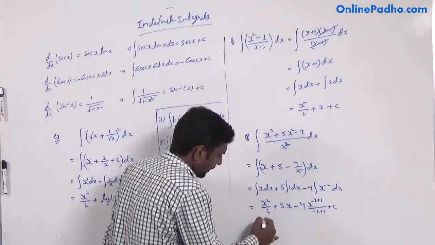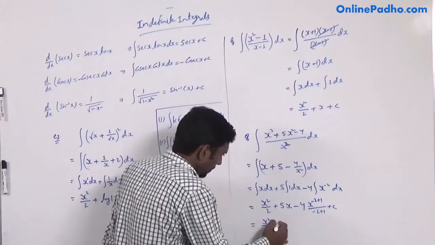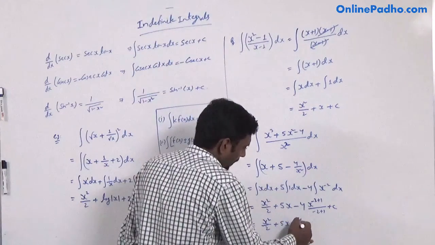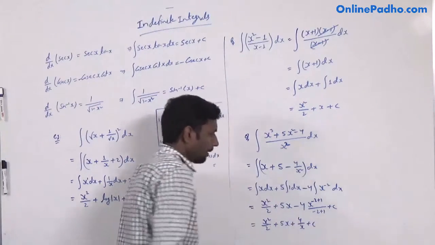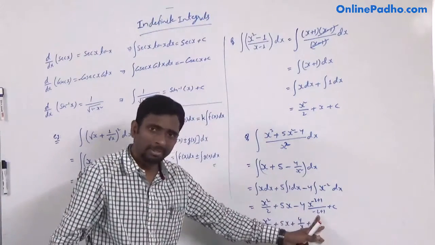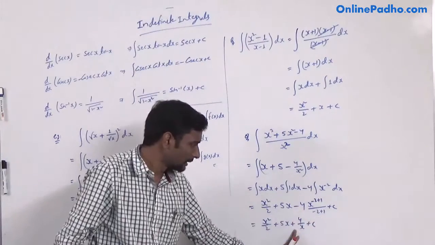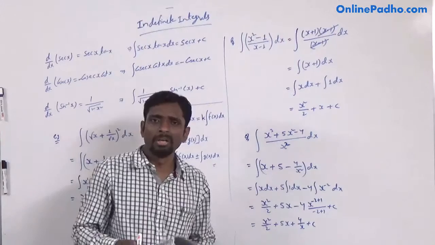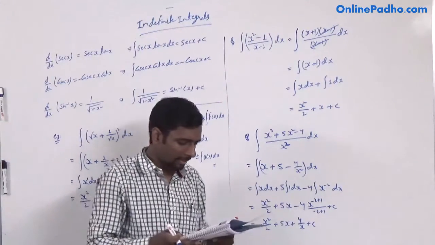Now it can be written as x square by 2 plus 5x plus 4 by x plus c. Why? Because minus 2 plus 1 is minus 1. So minus is plus, and x to the power minus 1 is 1 by x. So by this we can solve questions related to algebraic functions.